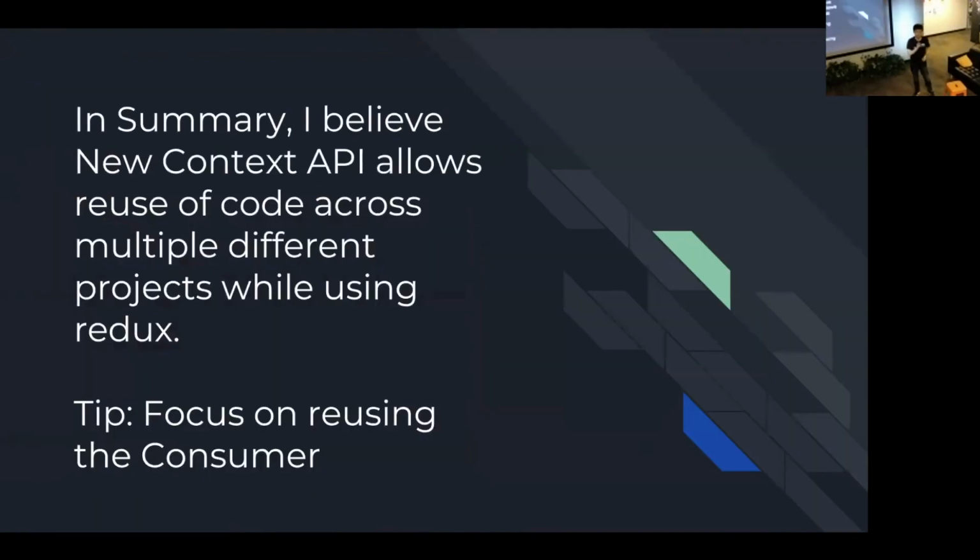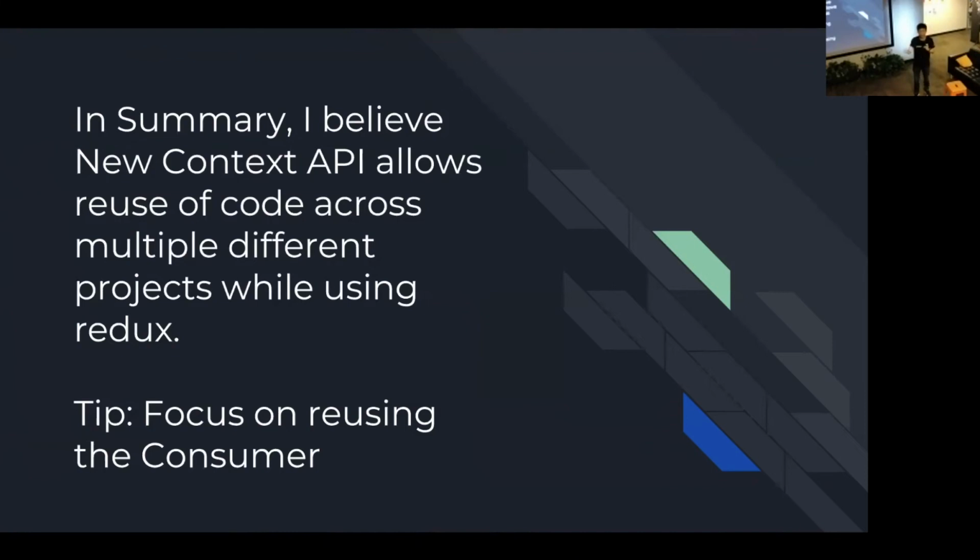So this is the last slide. In summary, I believe the new context API allows us to reuse code across multiple different projects, even while using Redux. And a tip I also want to give you is to focus on reusing the consumer. You can style it, wrap it in whatever you want, and then export that consumer. And that way you have multiple consumers.